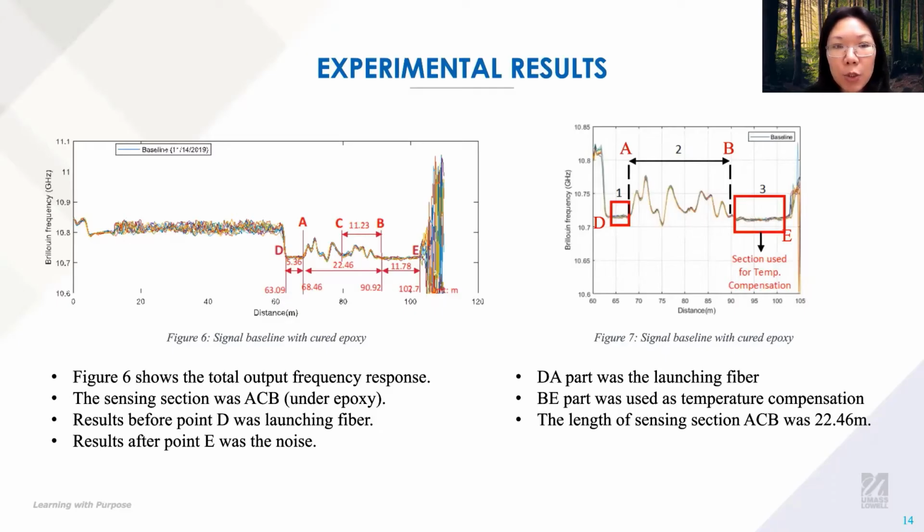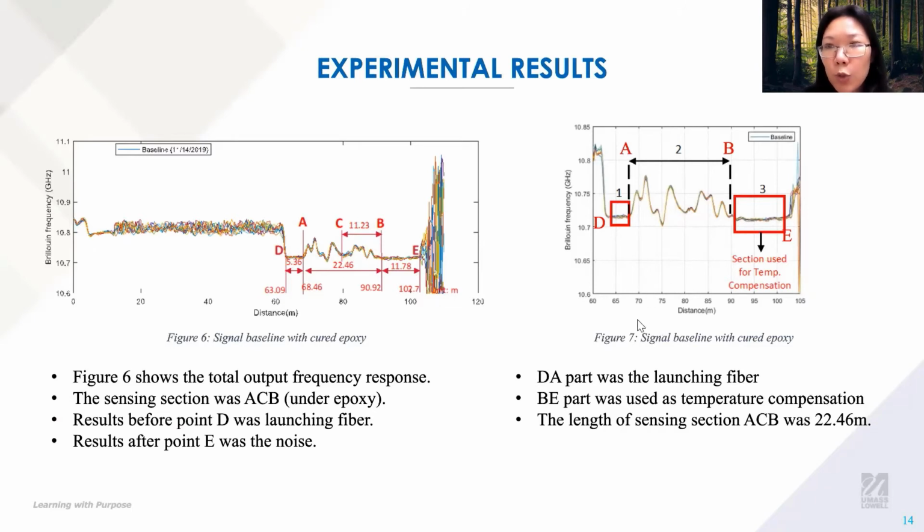Here is the experimental result. As you can see, the x-axis is the distance away from the interrogation system. The y-axis shows the Brillouin frequency in gigahertz. Because the launching fiber and our sensing textile fiber are a little bit different, you can see the baseline is different. But after point D is where we installed the sensing textile, we have the launching fiber and also our sensing textile.